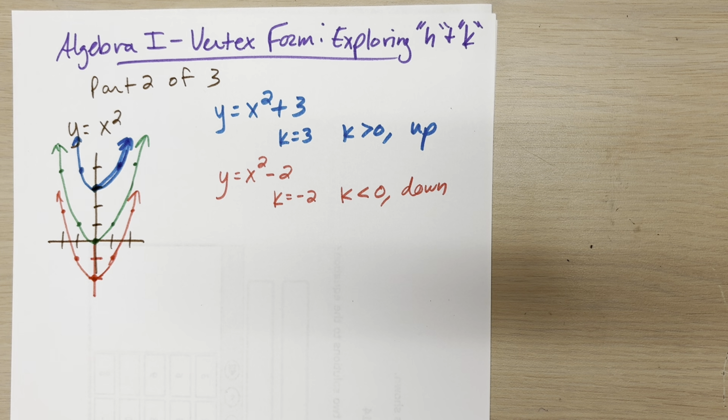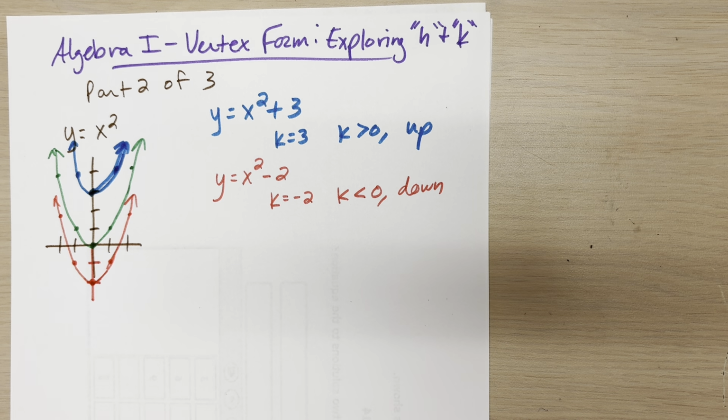All right, so that's pretty much the impact of k. It's a vertical shift up or down.